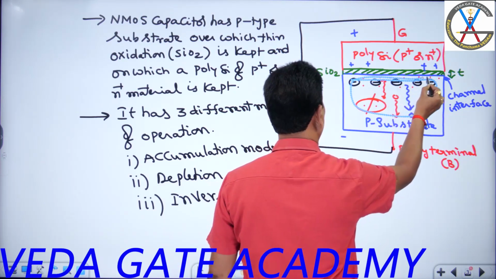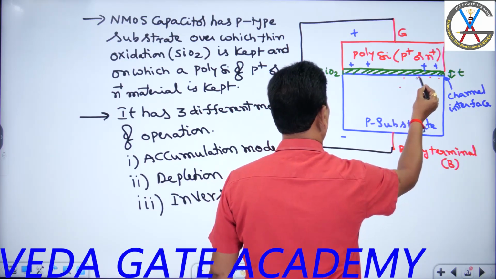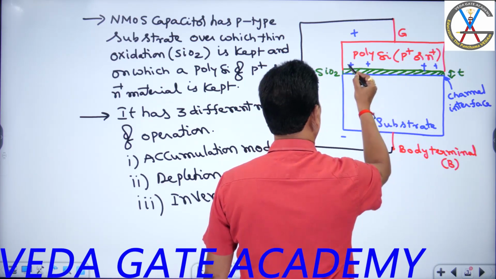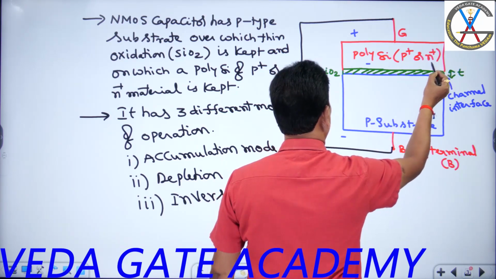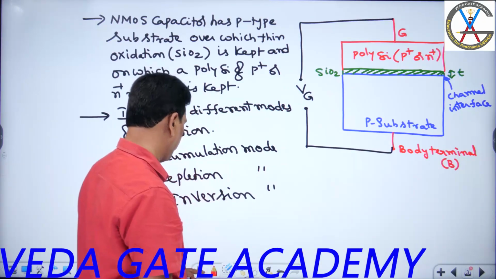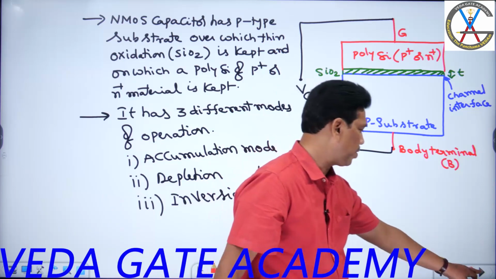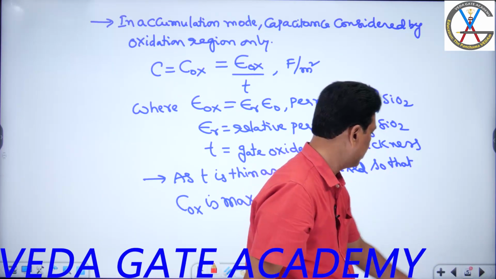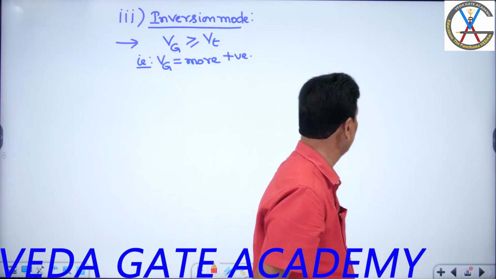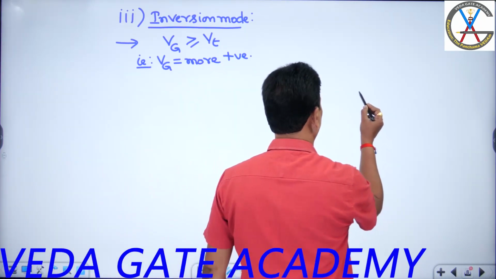So we can redraw that figure in inversion mode. Students, now I can come back to the inversion mode and examine it. Check the inversion mode condition. Inversion mode is nothing but Vc being more positive, students. Now I can draw that one. See this one now.